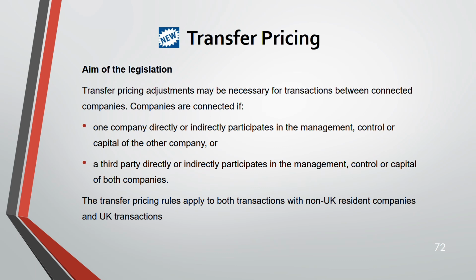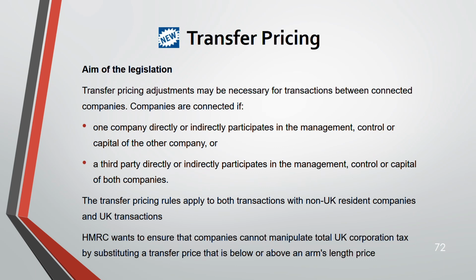This you have to get straight. Both non-UK resident and UK resident. HMRC wants to ensure companies cannot manipulate total UK corporation tax by substituting a transfer price that is below or above an arm's length price.